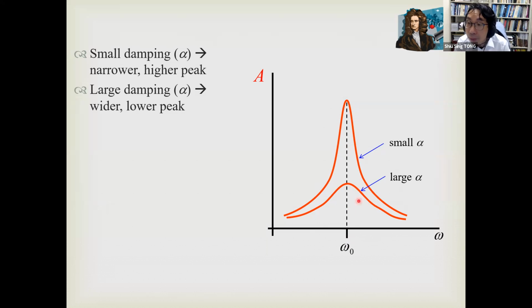But if I have a large damping, then that means the system is dissipating a lot of energy. Then the resonant peak will be low, which means that the maximum amplitude is not that high, because the system dissipates a lot of energy. And this curve is more gentle, which means that if I'm off resonance, the amplitude will not decrease very rapidly. It will not be so sensitive to the resonance phenomena. Okay.